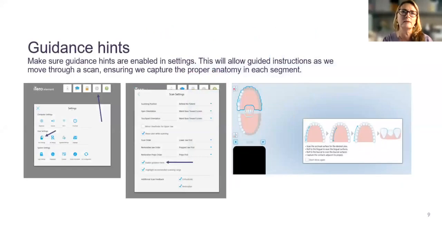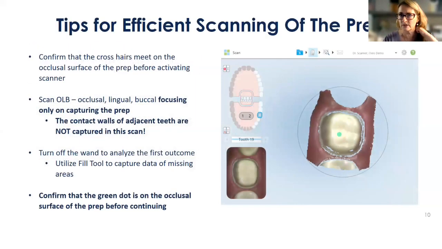Guidance tips. You can find the guidance tips from the gear, right, and then the scan setting, and it is leaving the guidance tips on. What the guidance tips do is give you a little visual: some photographs and three bullet points about what you're going to be scanning at that particular section. Super, super helpful, especially for new users.